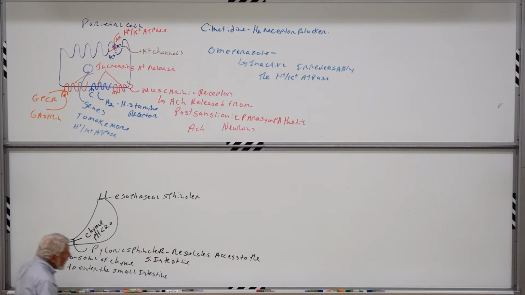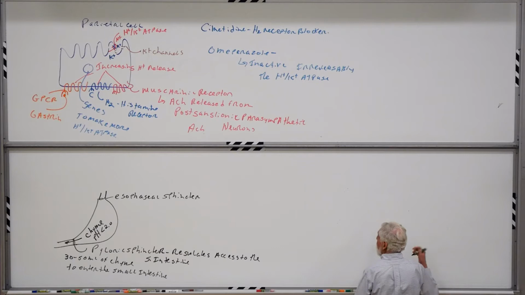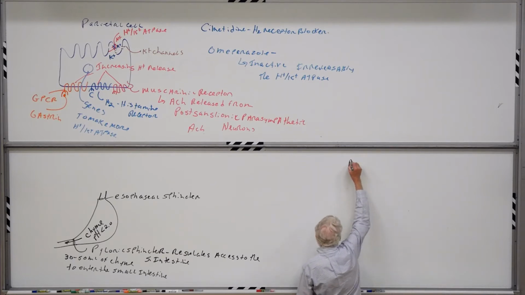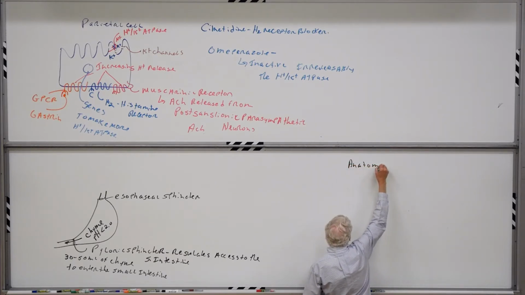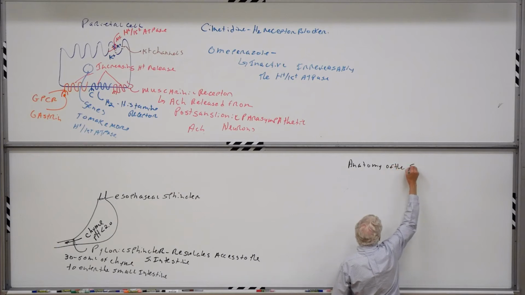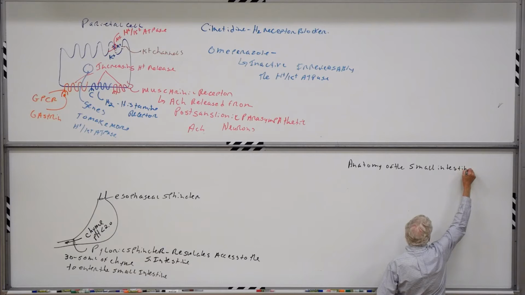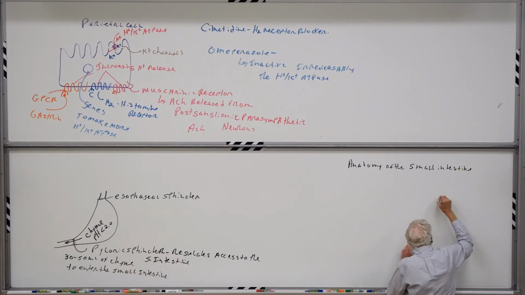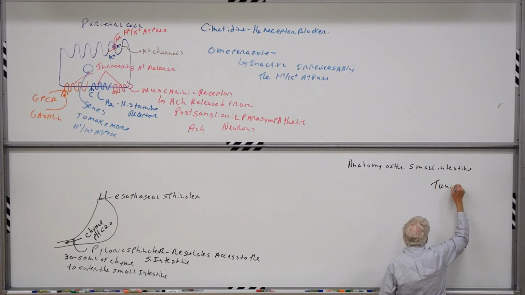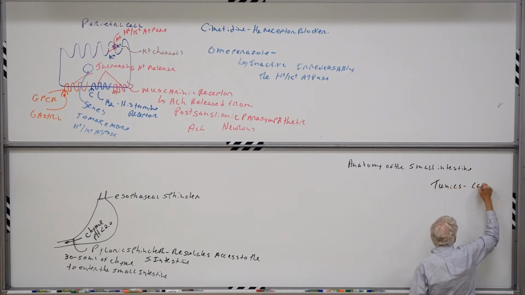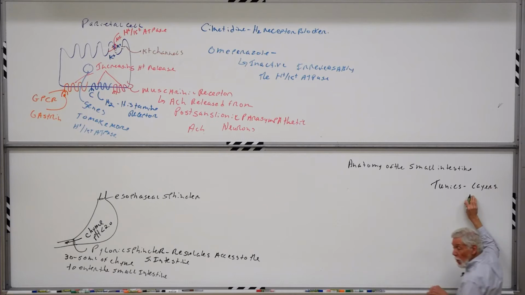Well, it's worth taking a moment here to look at some of the anatomy of the small intestine. So over here, I'm going to talk about the anatomy of the small intestine. I'm going to first talk about the so-called tunics. These are really the layers. And we spent some time yesterday talking about the tunics of the stomach. These are going to be very similar.